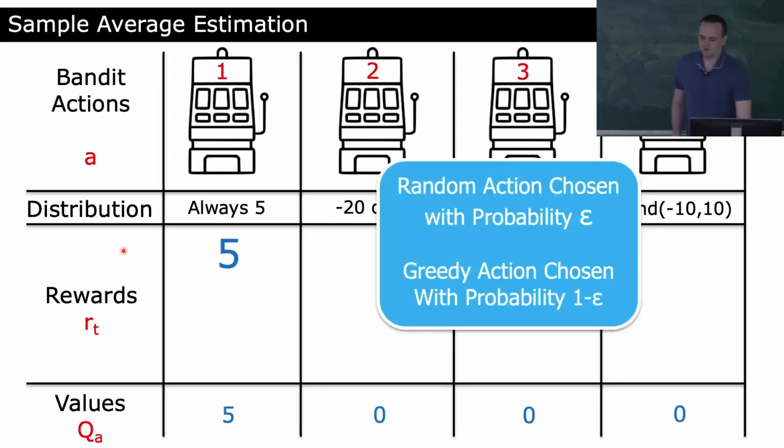Okay, so that means if I have a value of epsilon, I choose a random action with probability epsilon, and I'm going to choose the greedy action with probability 1 minus epsilon. So question for you, hopefully someone different. If I have, let's say, epsilon equal to 0.1, that means I'm going to choose a random action 10% of the time. What is the probability that on any given selection I'm going to choose the greedy action?